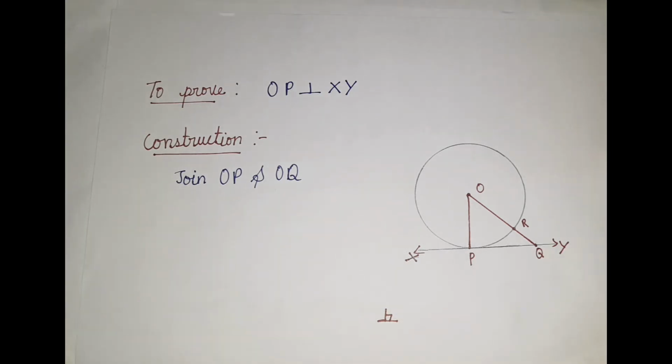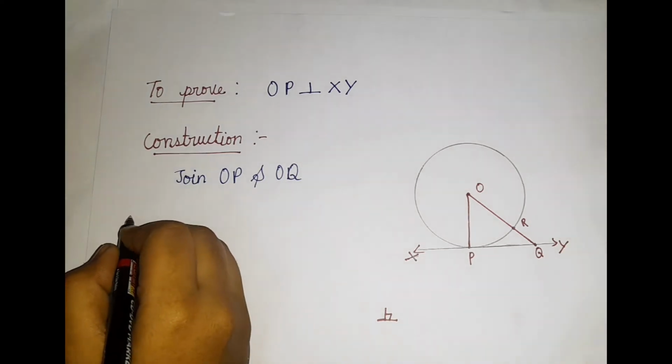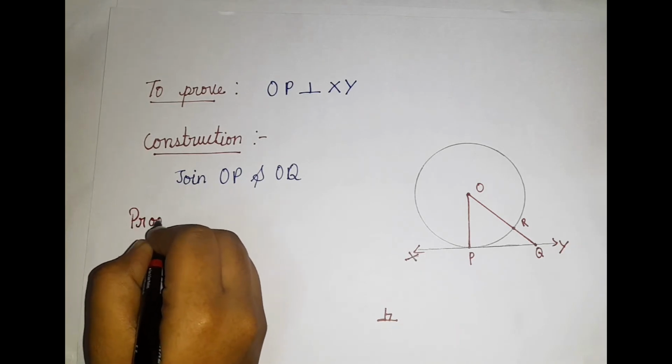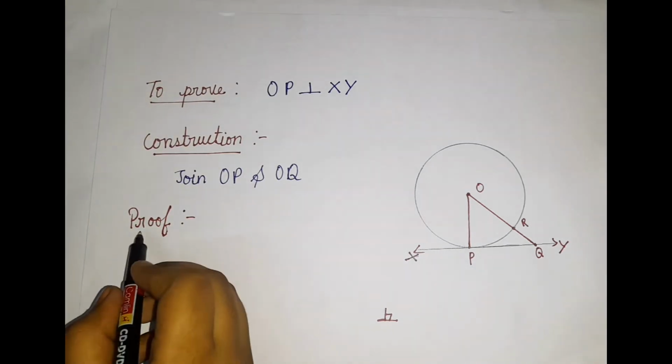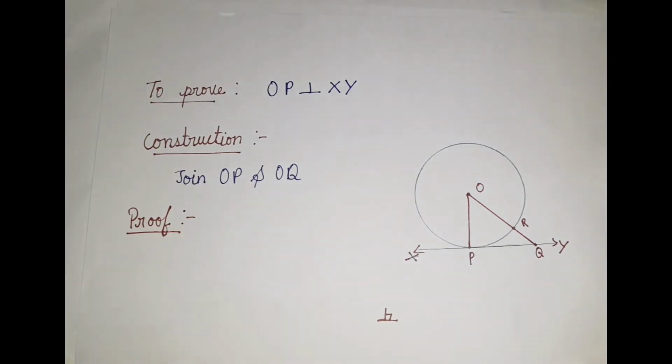Since we did the construction, now we shall get into the proof. If you want to prove something, we are supposed to show the proof, am I right? Likewise, now we shall show the proof so that this theorem is correct, I mean OP is perpendicular to XY. Now we can write proof. First of all, let us write: choose any point Q on the tangent XY.